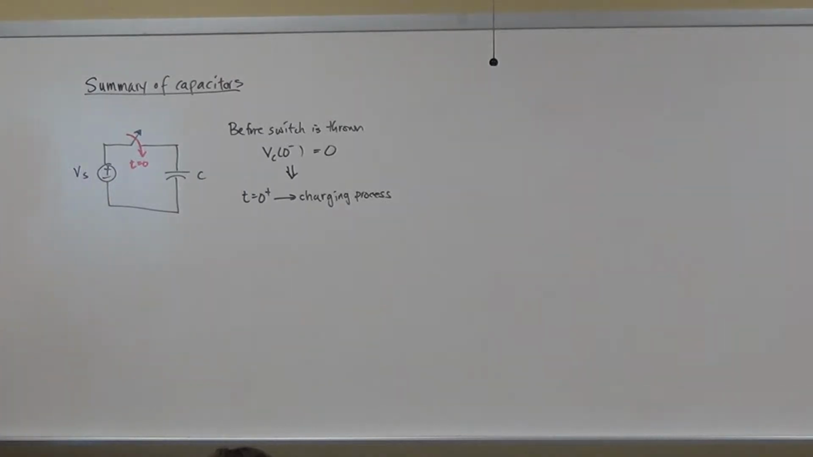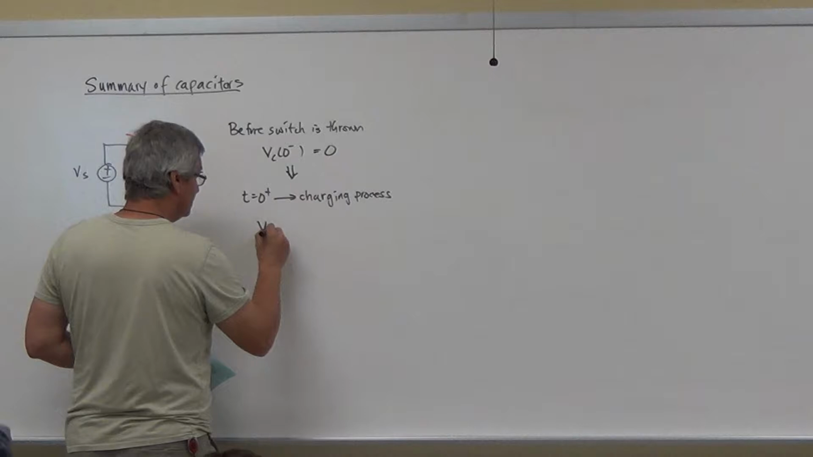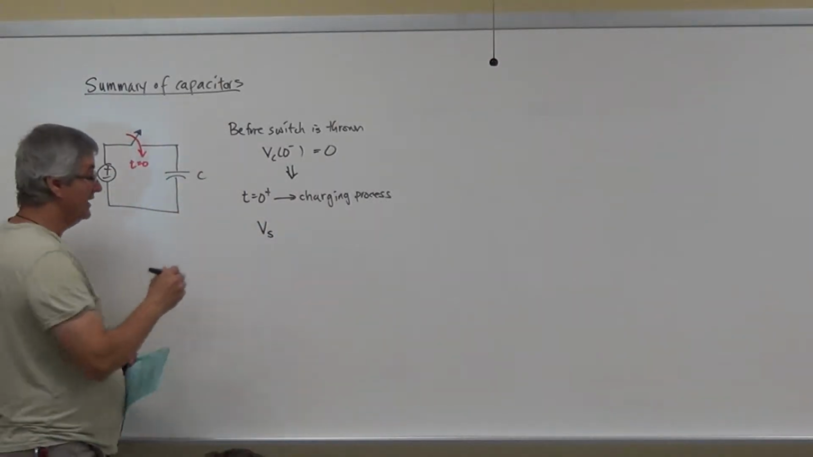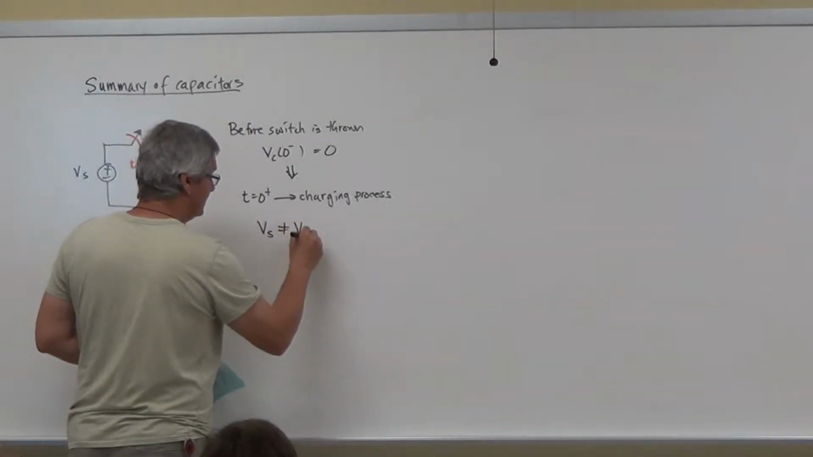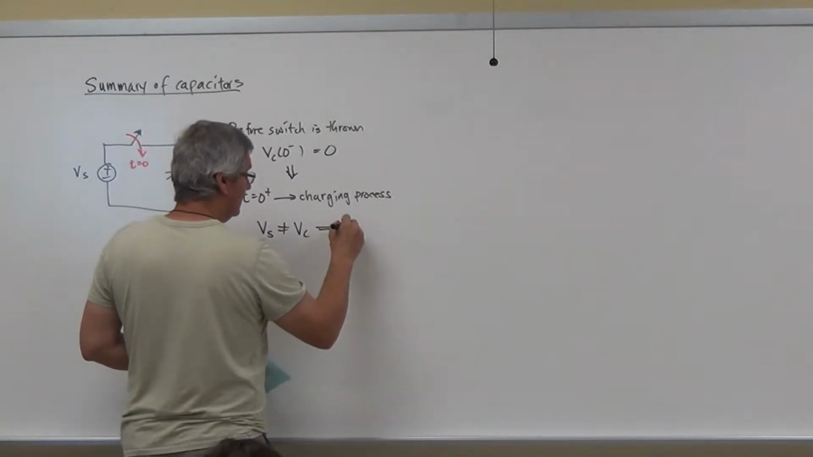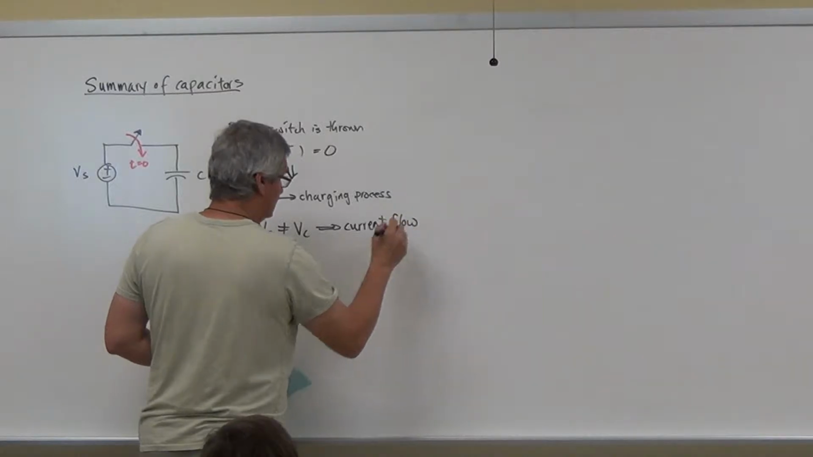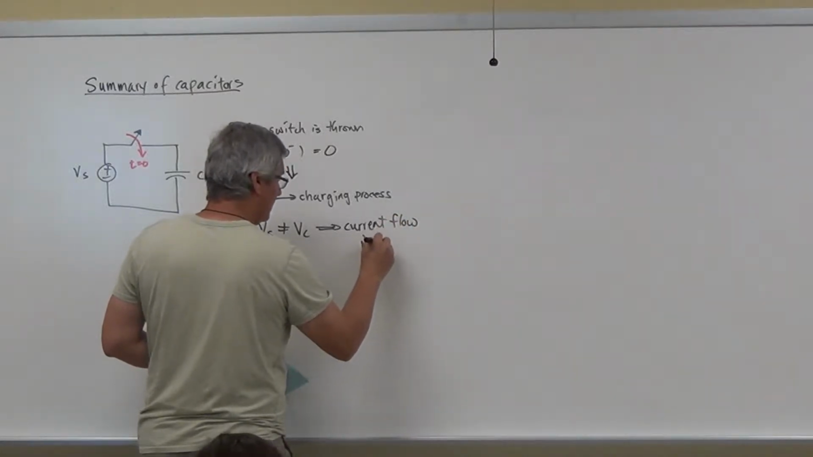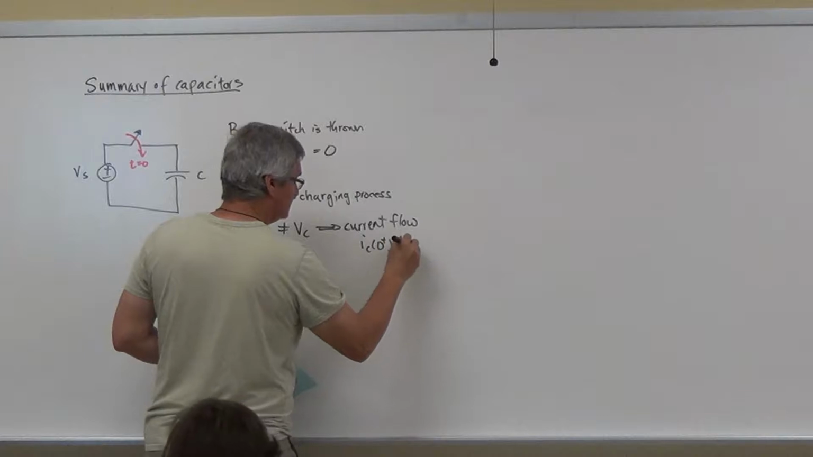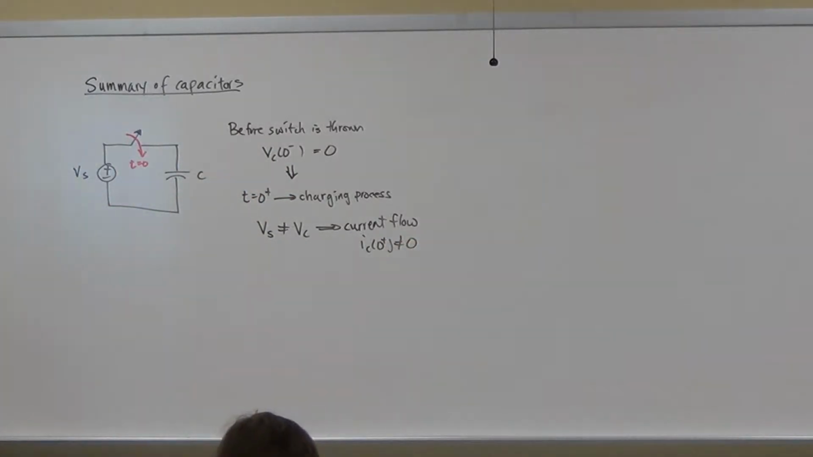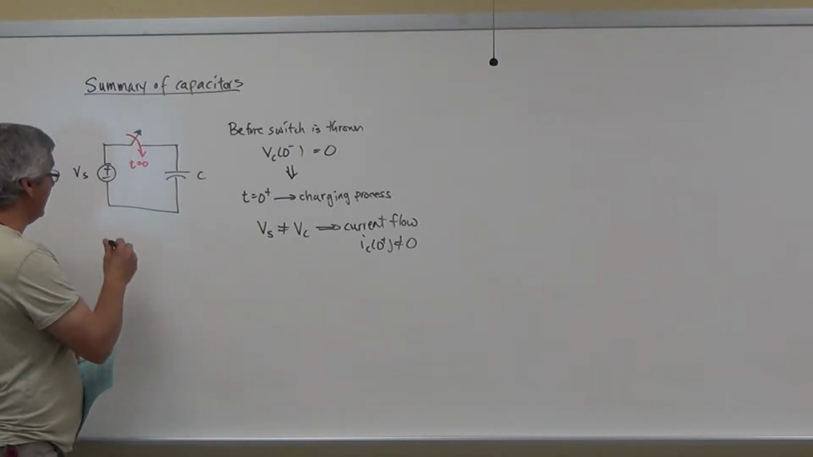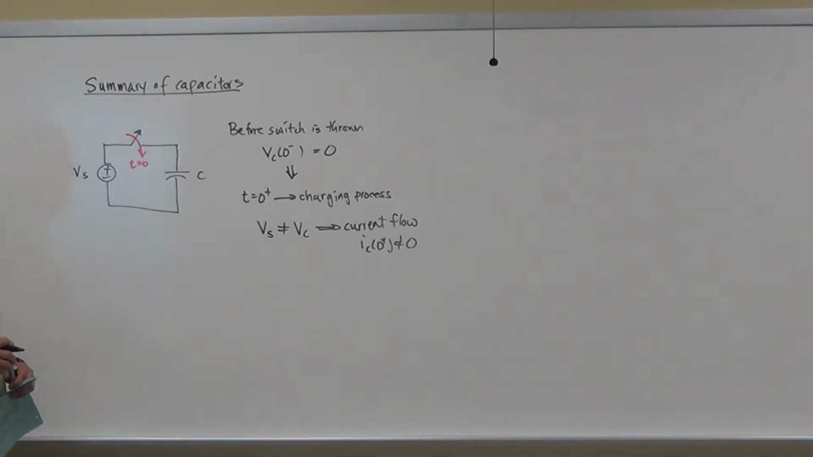And when we have a charging process, what we said is that if the voltage across the source is not equal to the voltage of the capacitor, then there's a current flow. And we talked about current flow already. So when I look at current flow, that tells me that at 0 plus, this is not equal to 0. That means there is current flow. Now we could imagine that the wires here represent some non-zero resistance.